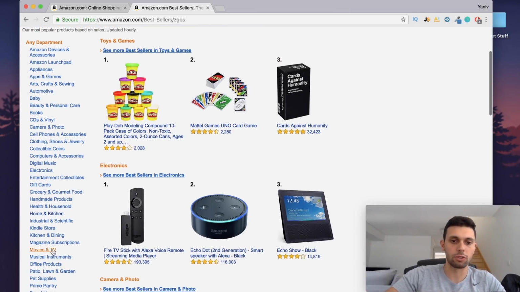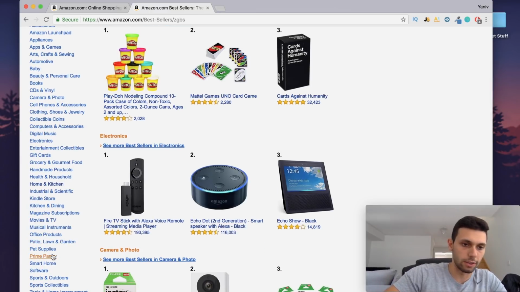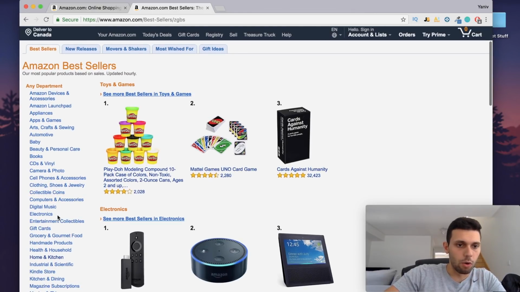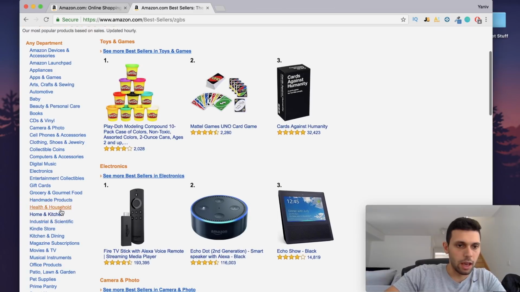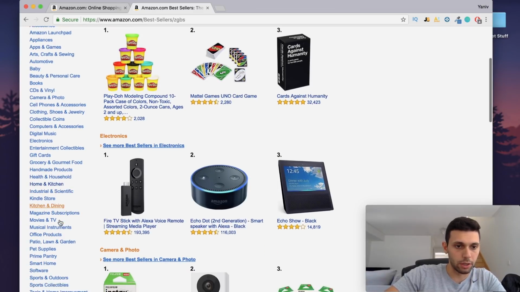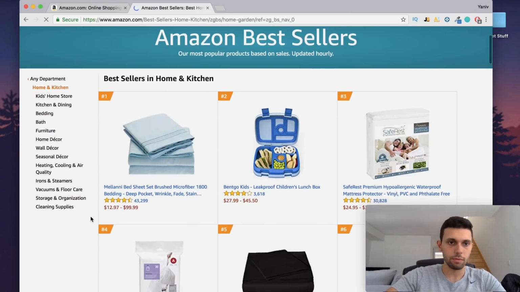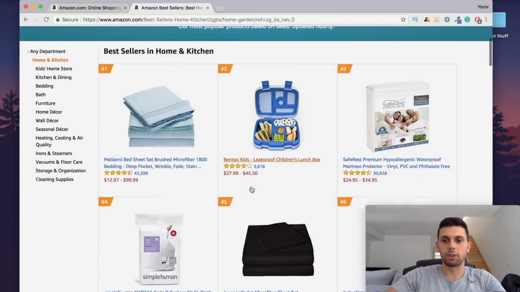Basically, every seller has a storefront, and it's not only the one product they sell, but all the products that they're selling. So what I like to do the most is go into something like beauty and personal care, or health and household, or something like that. Or home and kitchen is pretty good. I heard good stuff about home and kitchen, so let's go into home and kitchen this time. So these are the Amazon bestsellers for home and kitchen.